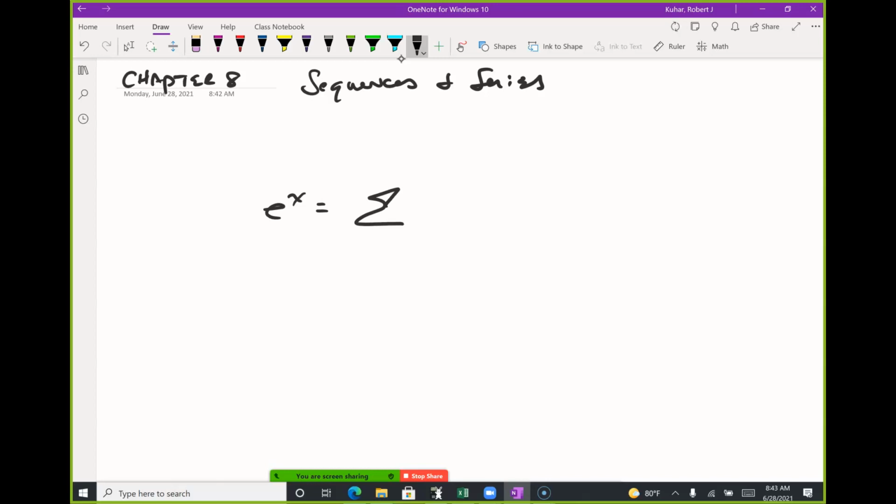So that symbol is capital sigma, right, from Greek letters. It means sum of n equals 0 to infinity of x to the n over n factorial. And it's hard to believe that this e to the x curve is actually a sum of polynomials, right?